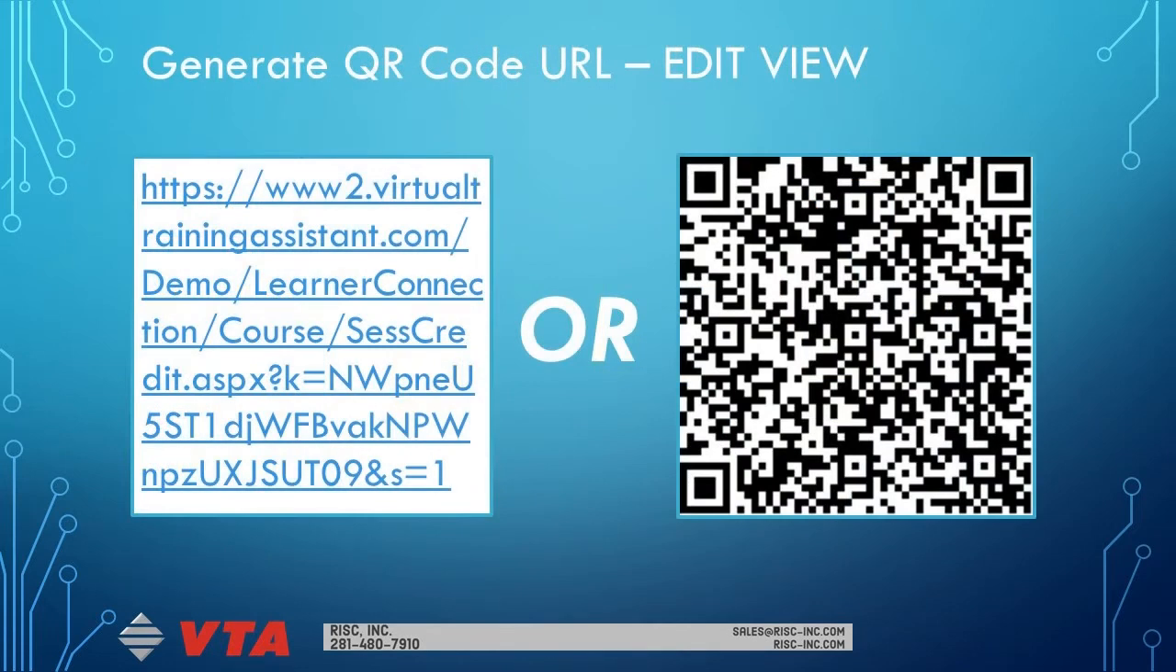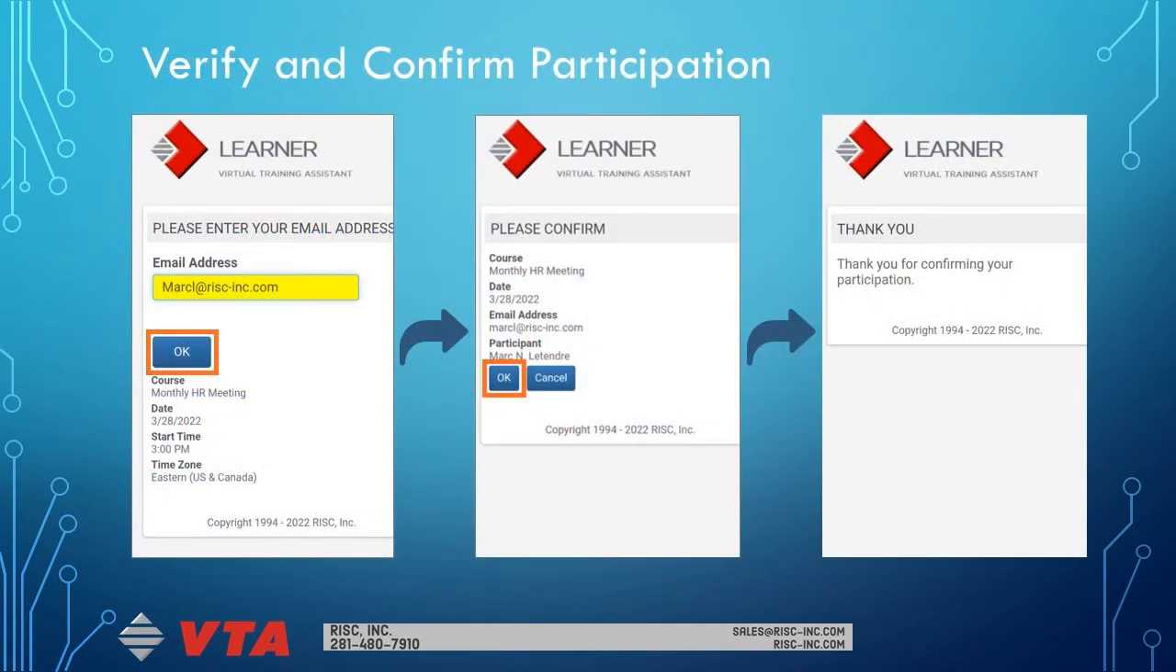During an open scanning period, clicking the URL or pasting it into a web browser or scanning the QR code will launch the learner attendance page. Attendees would enter the valid unique email address associated to their VTA student profile, confirm it is correct, and close the window after their participation is confirmed.